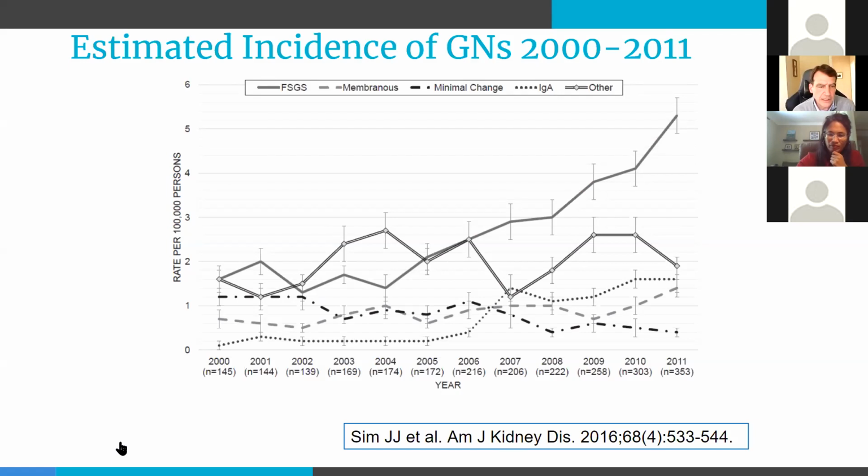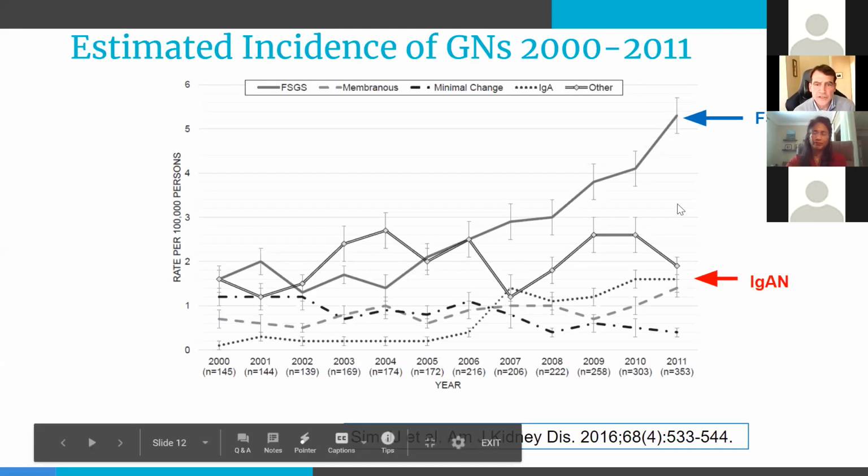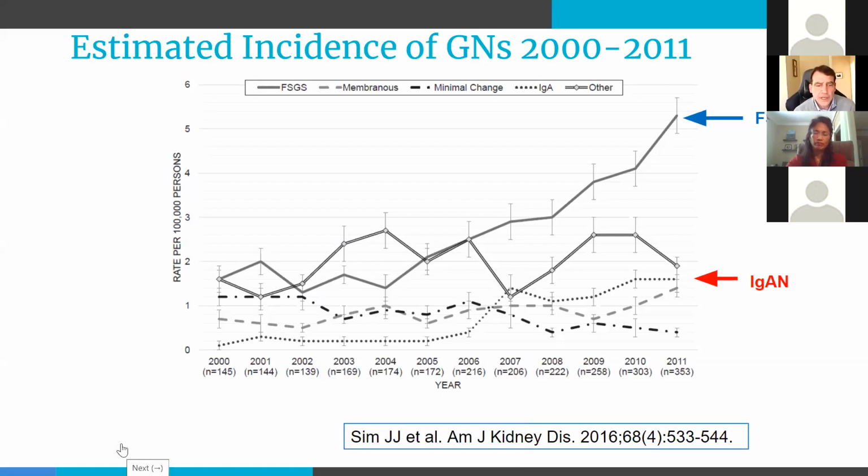So if you can click twice, you will see what these lines are. The very top line is a disease called FSGS, which is characterized by loss of heavy amount of protein in the urine. And the dotted line with the red arrow next to it is IgA nephropathy. And this is a beautiful study from the Kaiser Permanente on the west coast.